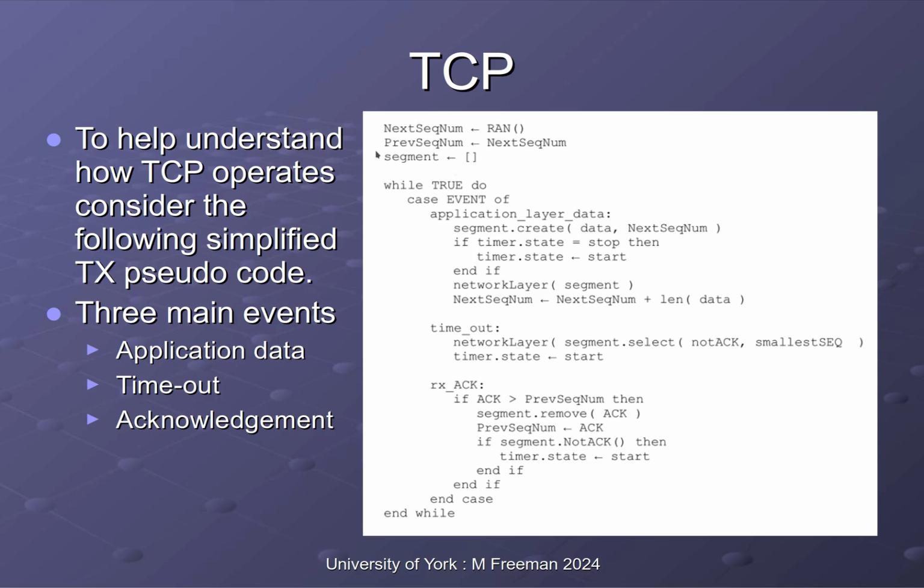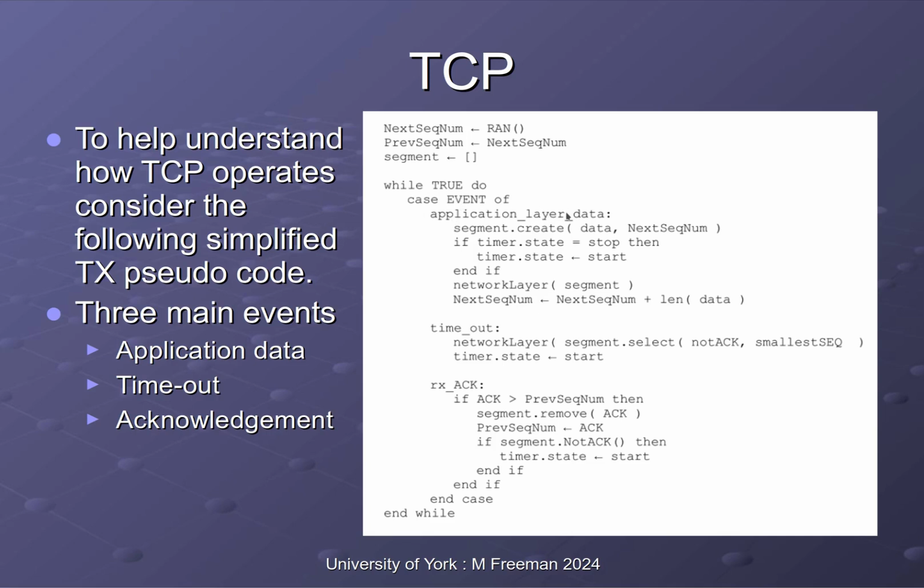In the pseudocode, we've got some variables. We've got the next sequence number, which initially is just a random 32-bit value. Initially, the previous sequence number is also set to that value. And we have a zero-length segment, so we have no data to transmit. Then you can see we have an infinite while loop. And within that while loop, we have 3 events.